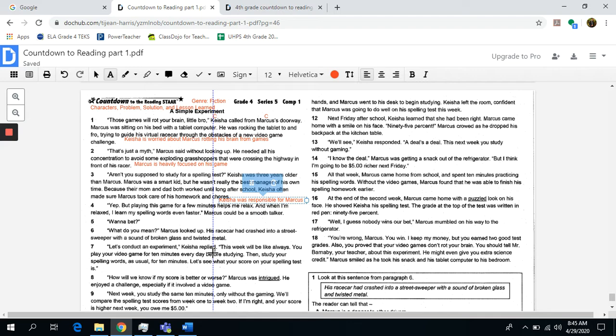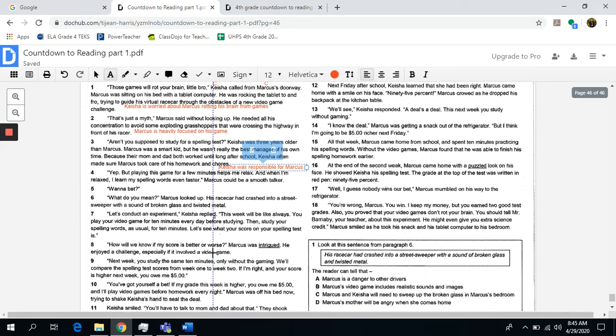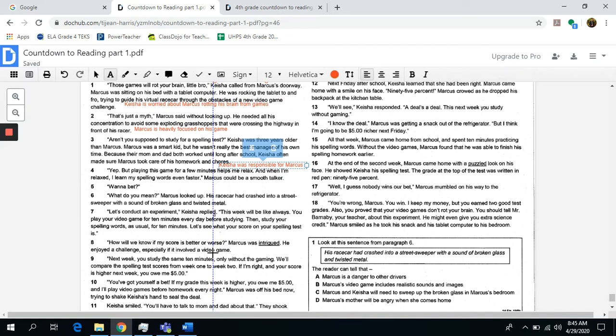This week will be like always. You play your video game for 10 minutes every day before studying. Then study your spelling words as usual for 10 minutes. Let's see what your score on your spelling test is. How will you know if my score is better or worse? Marcus was intrigued. He enjoyed a challenge, especially if it involved a video game. Next week, you study the same 10 minutes, only without the gaming. We'll compare the spelling test from week 1 to week 2. If I'm right and your score is higher, you owe me $5.